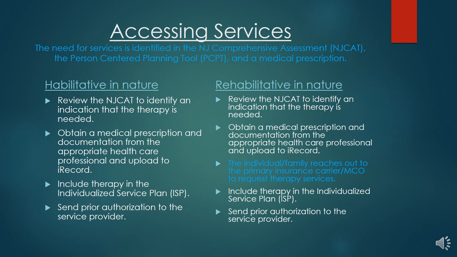For services that are habilitative in nature, the support coordinator will review the NJCAT to identify an indication that the therapy is needed. A medical prescription and documentation that therapy is needed for habilitative purposes is obtained from the appropriate healthcare professional and uploaded to iRecord. This information can be provided through 2 separate documents or all within the prescription. Therapy is then included in the individualized service plan, and prior authorization is sent to the service provider in order to deliver and claim for services.